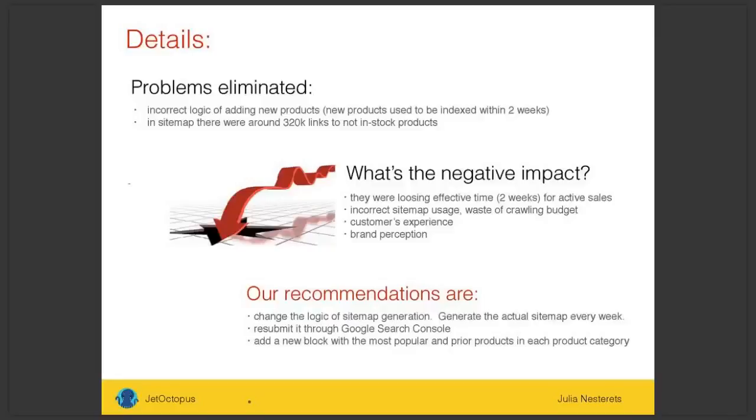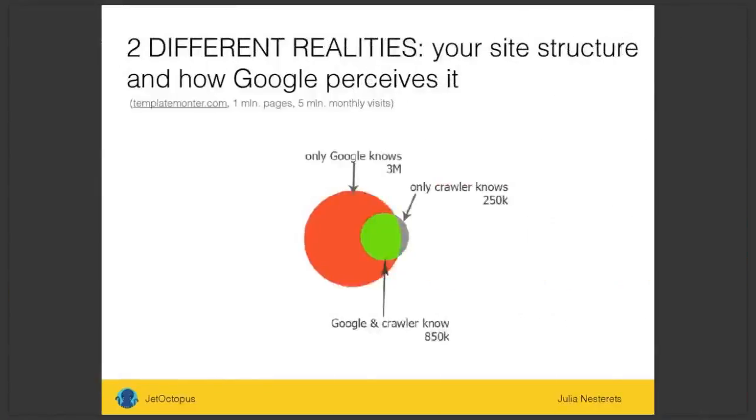So, the last case of our client for today, but the most interesting, is with templatemonster.com, which is an old site with a long legacy. It has 1 million pages and 5 million monthly visits. This is the case we called two different realities: how you perceive your site structure and how Google perceives it. I was speaking about that at the beginning of our presentation, that logs give you the true picture.